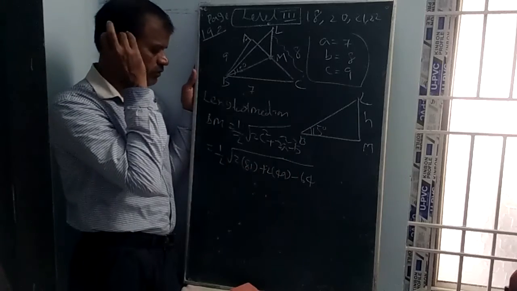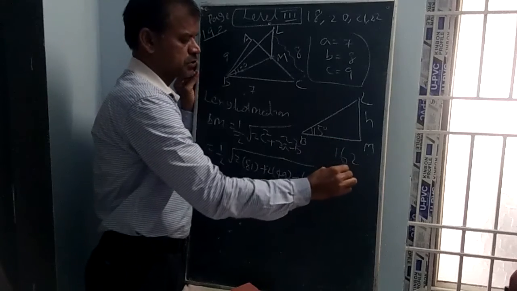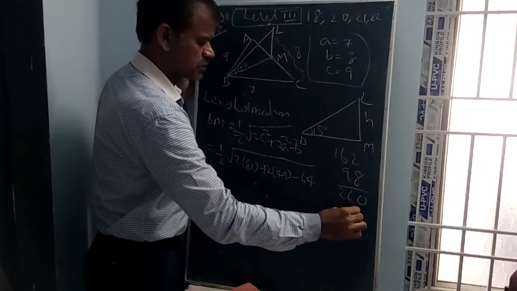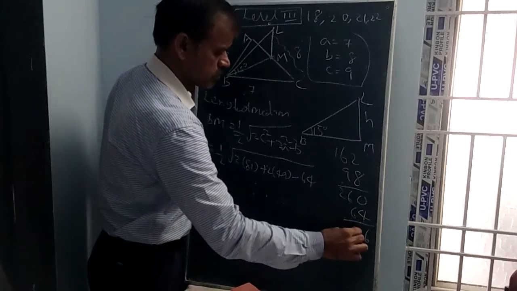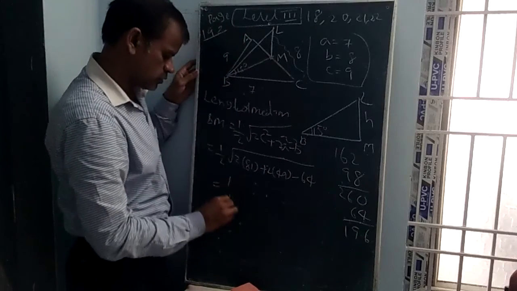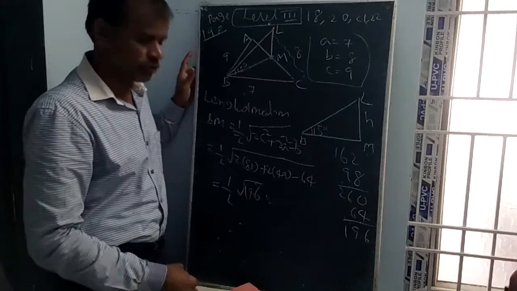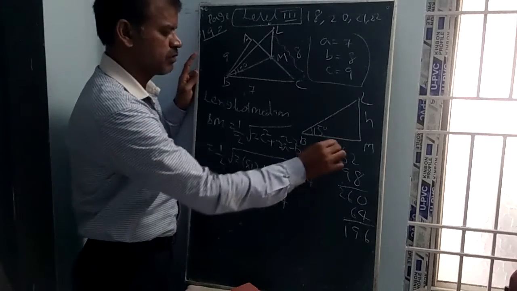So 2 into 81 is 162, and 162 plus 98 is 260. 260 minus 64 is 196. So this is 1 by 2 into root 196. Root 196 is 14, and 14 by 2 becomes 7. So now BM equals 7, we got.